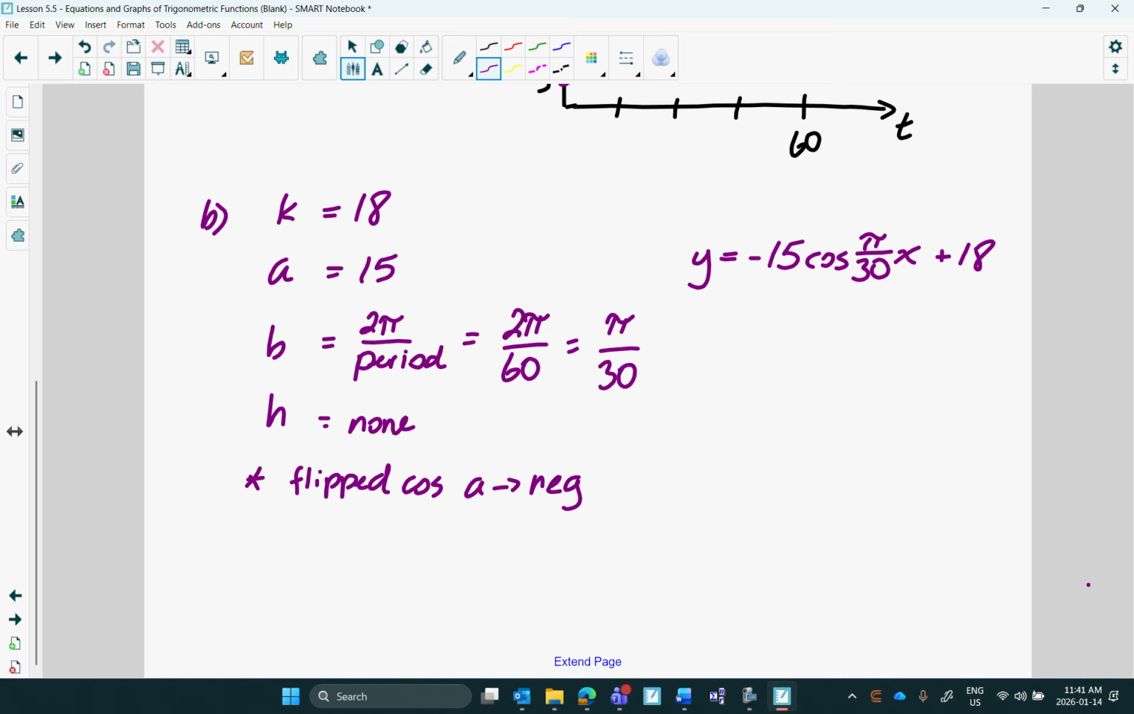But it's not quite complete yet. The numbers are all right. What should I write? Because we're in a problem-solving situation, H equals negative 15 cos pi over 30 t plus 18. That's our graph. Okay.